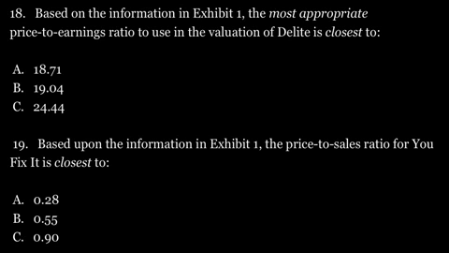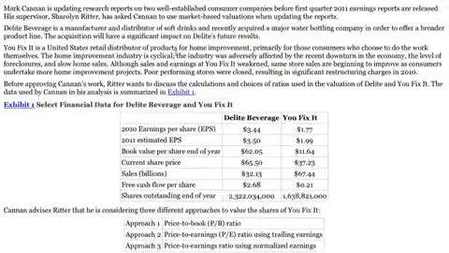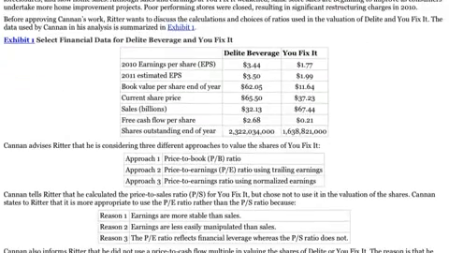So 18. Based on the information in Exhibit 1, the most appropriate price-to-earnings ratio to use in the valuation of Delight is closest to. Well, we know we're going to use a forward PE. So if we're going to use a forward PE, price over E1, we're going to need price and we're going to need our estimated EPS going forward. So let's just jump back to our exhibit and let's see what we have here. All right, if we scroll up here, let's find our price. And do we have a price somewhere? Current share price, $65.50 for Delight Beverages, and 2001 estimated EPS of $3.50.